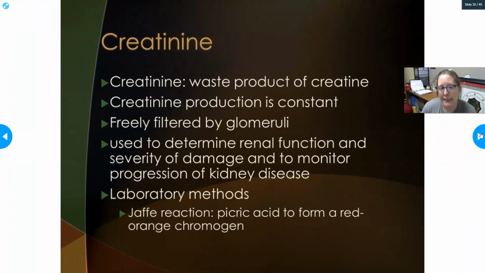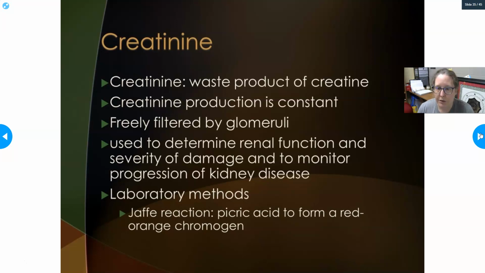Next, creatinine. So creatinine is the waste product of creatine. The production is constant, day and night, over 24 hours. It is affected by your muscle mass. Because creatine is found in muscle and it's part of creatine phosphate, which helps with energy metabolism in your muscles, with higher muscle mass, you will tend to have higher creatinine levels than somebody that has a really low muscle mass.